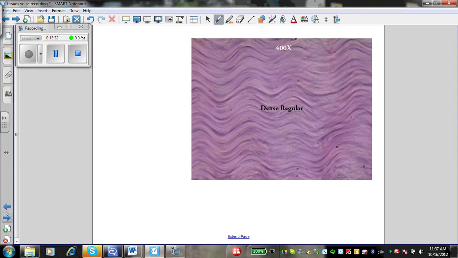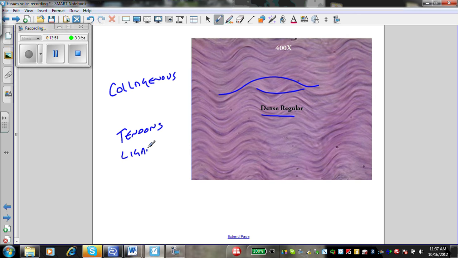All right, next one you can see lots of fibers here, right? Very organized, so wave up, wave down, very collagenous. So this is dense, regular tissue, what you're going to see out of tendons and ligaments. Okay, so being able to take on a heck of a lot of stress yet not rip is a big part of tendons and ligaments and dense, regular tissue.